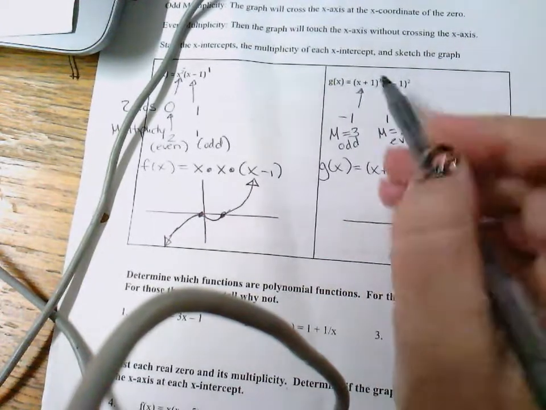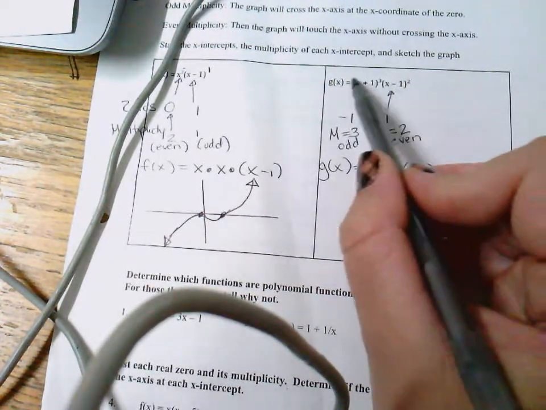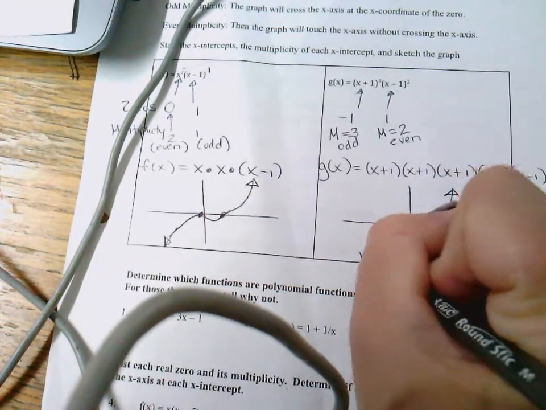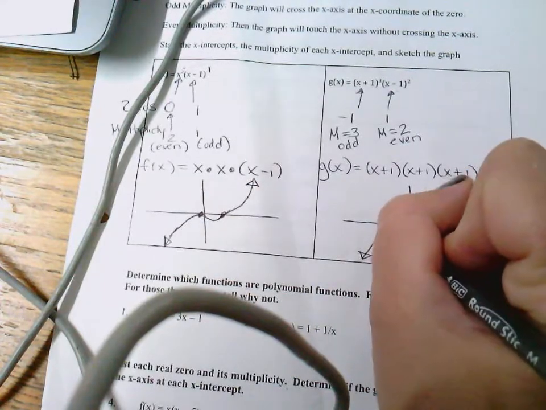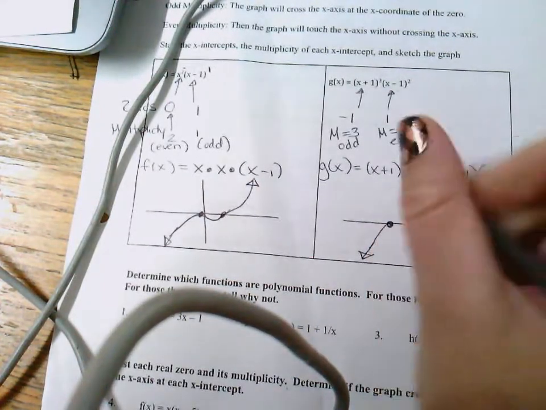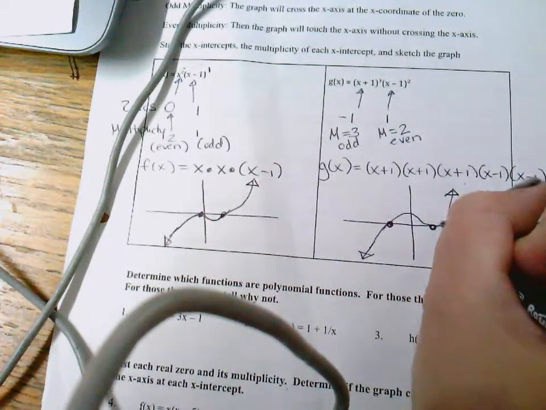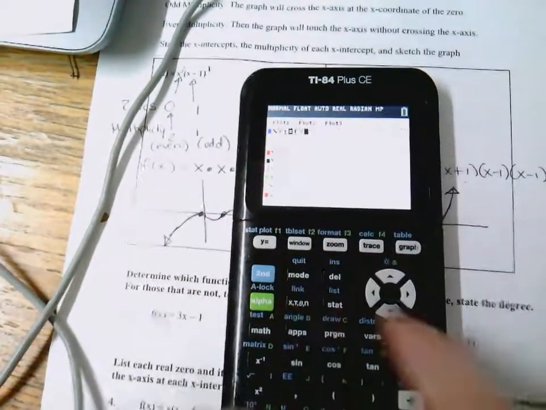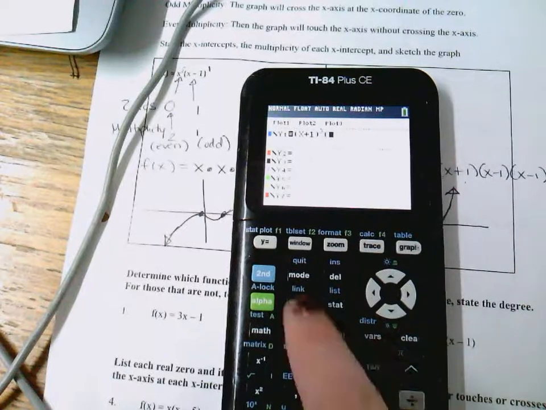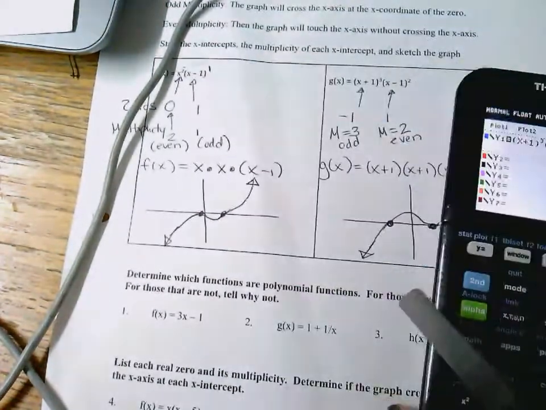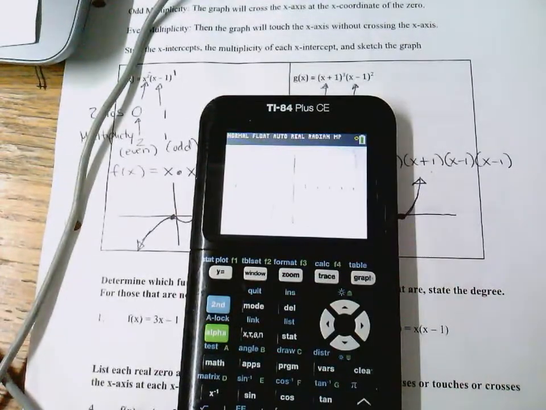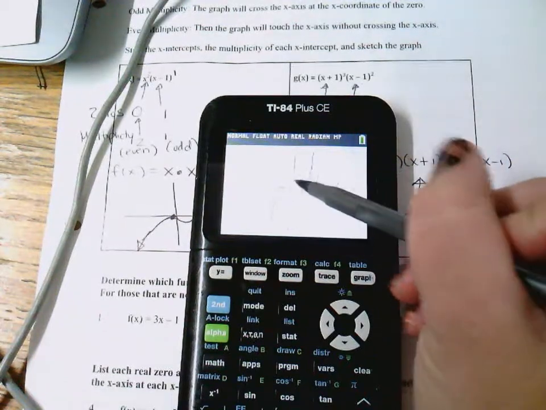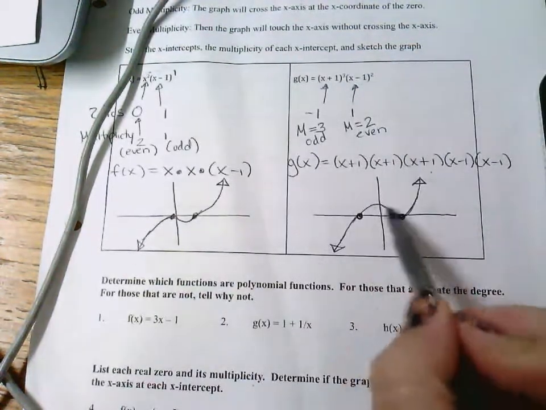This is a 5th degree polynomial, because if I multiply this all out, I'd get x to the 5th. Right end going up, left end going down, cutting through at -1, but bouncing off at 1. So let's see how close I came. X plus 1 cubed times x minus 1 squared. Comes up, cuts through, bounces off, and goes straight up. So there's a little bit of this hiccup in here that I wasn't able to predict, but I've got the general pattern.